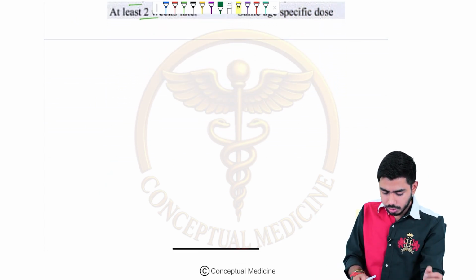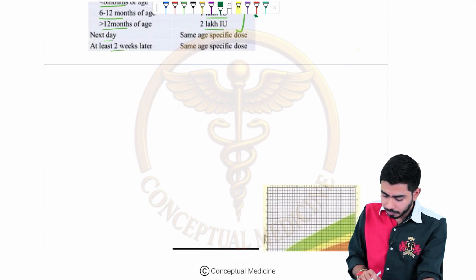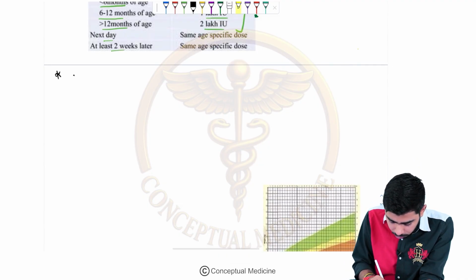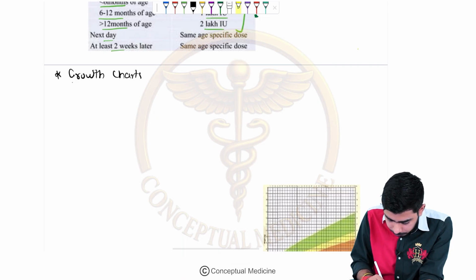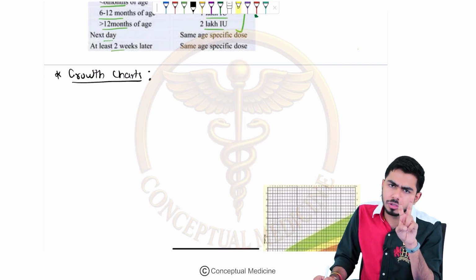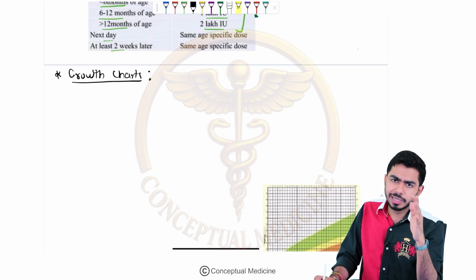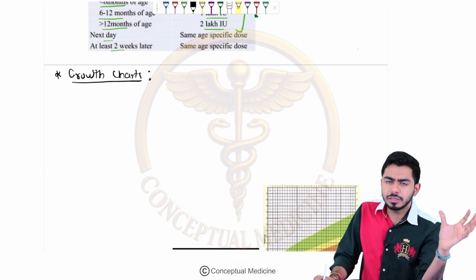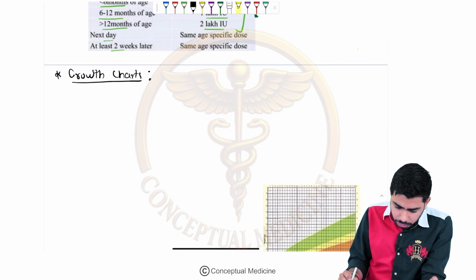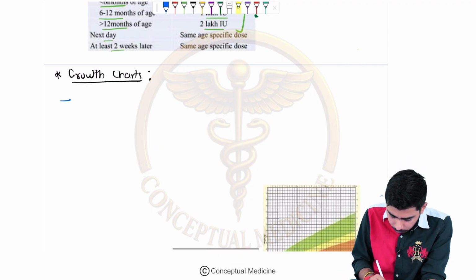Okay. Now we shall be talking about a very important topic, that is the growth charts, right? If we talk about the growth charts, we have 2 important growth charts. One is from the Integrated Child Development Services, the ICDS chart, and another one is the WHO chart, right? So now we shall be talking about the two charts.